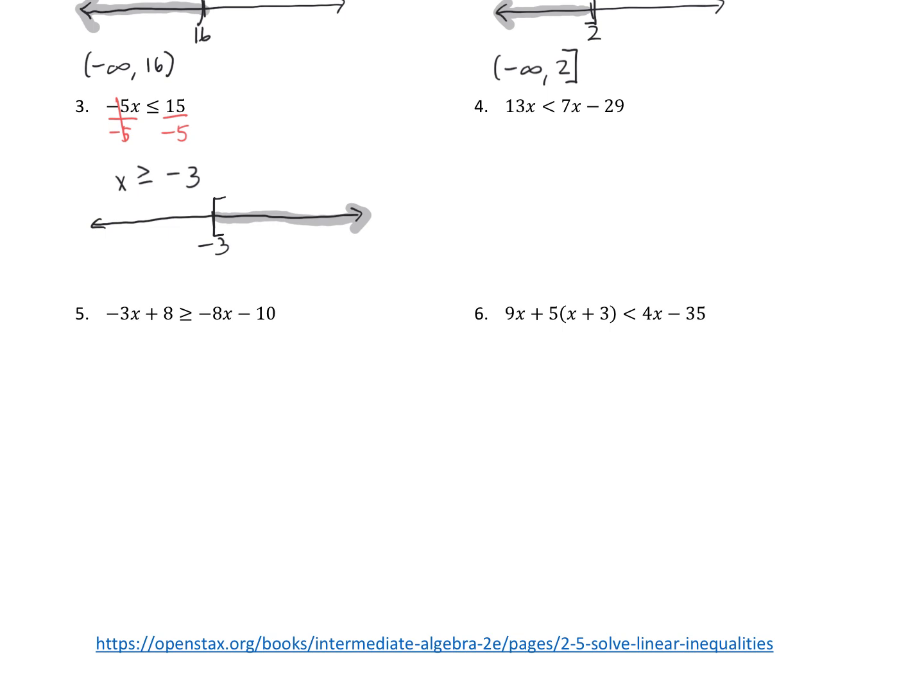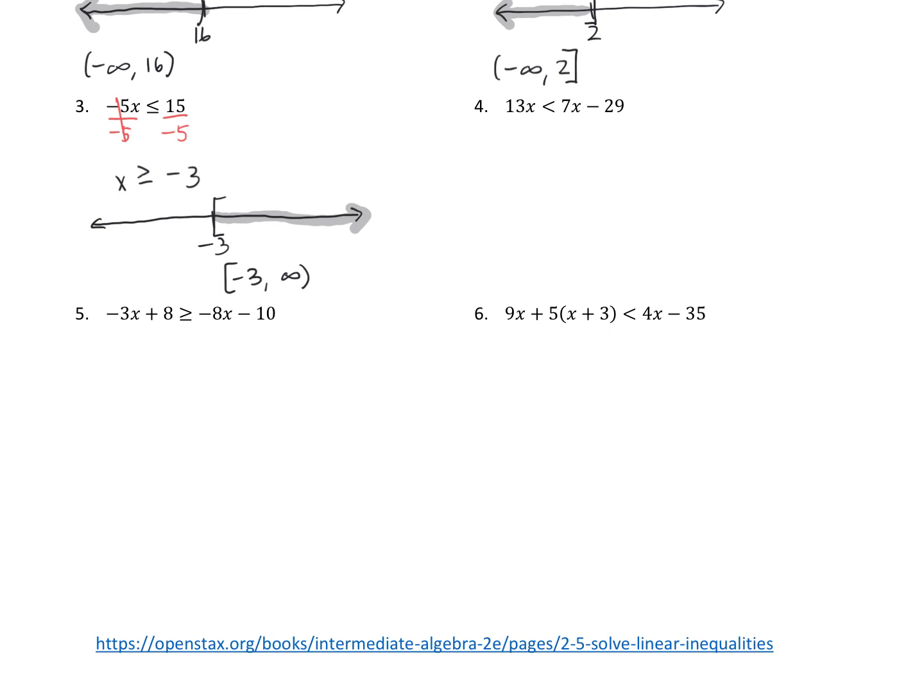For my interval notation, it's the leftmost value to the rightmost value. My shading starts at negative 3, and negative 3 is included in the solution set, and it goes forever in the right direction, so that's positive infinity. And remember, infinity always gets a parentheses.